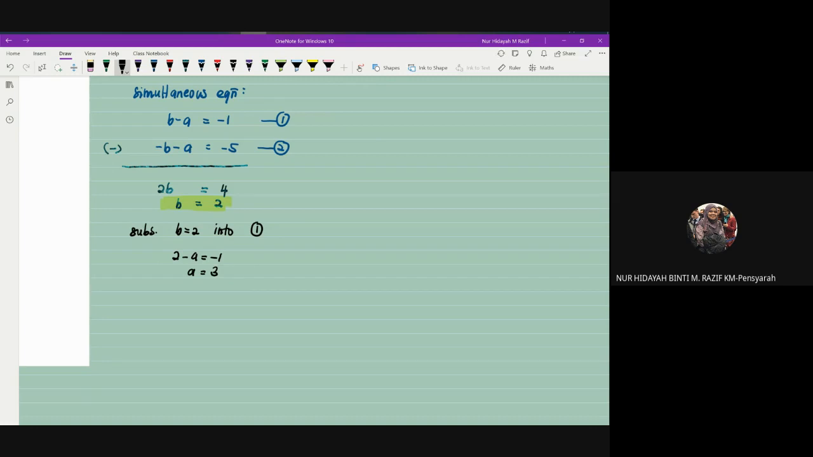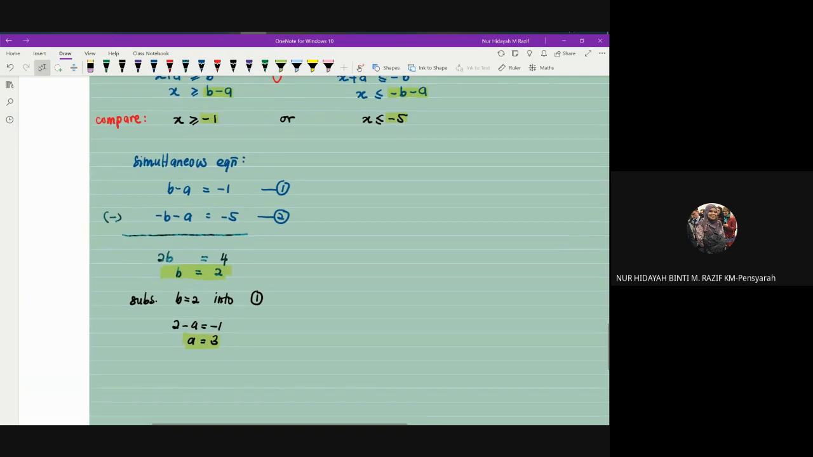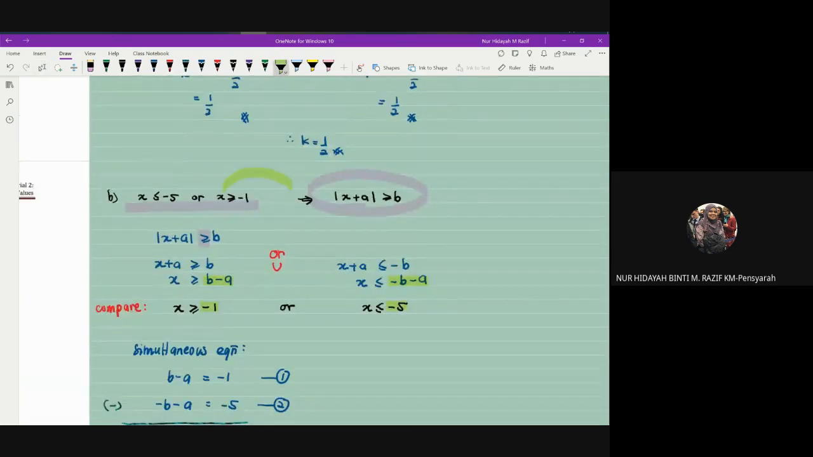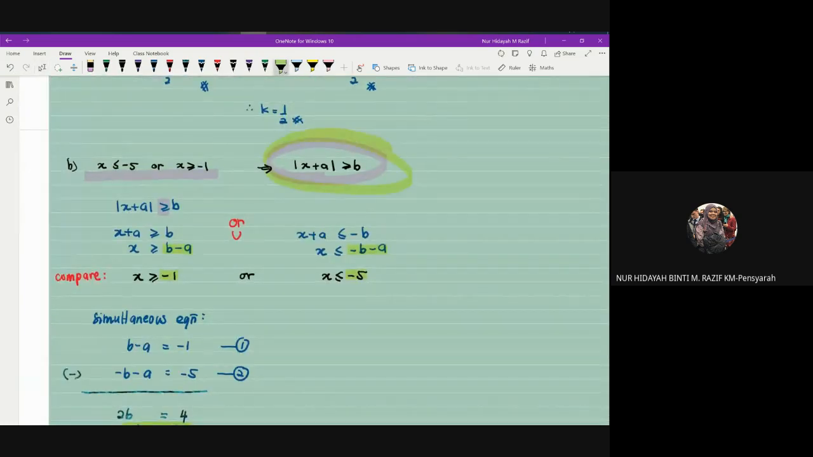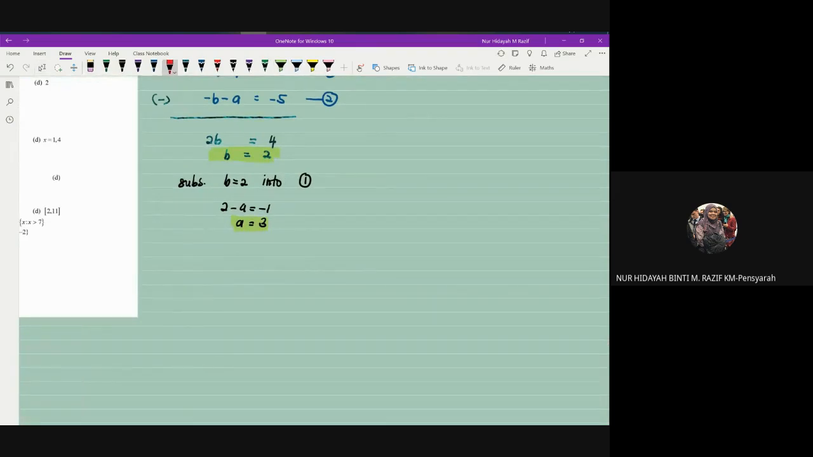Dah dapat jawapan A dan B, adakah itu final answer? No. Again, we are not finding A and B, we are trying to rewrite it as this. So how do you write that? Substitute sahaja nilai A dan B ke dalam formula ini. Okay, so you are going to have X less than equal to negative 5 or X greater than equal to negative 1 is actually equivalent dengan absolute value of X plus 3 must be greater than or equal to 2.